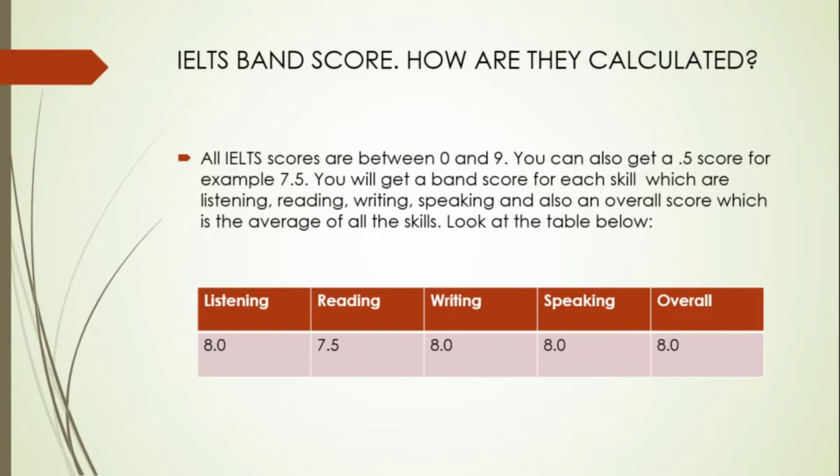Let's look at a table and see an example. So here we have listening. Let's assume you took the exam and you had 8.0 in listening, 7.5 in reading, 8.0 in writing, and 8.0 in speaking. The overall score will be the average of your listening, reading, writing, and speaking. So when you add everything together and divide by 4, you will get approximately 7.8. This 7.8 will be rounded off to the nearest half or whole band, which is 8.0. So that is how the IELTS band scores are calculated.